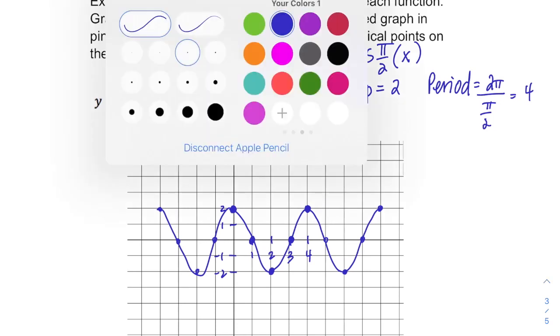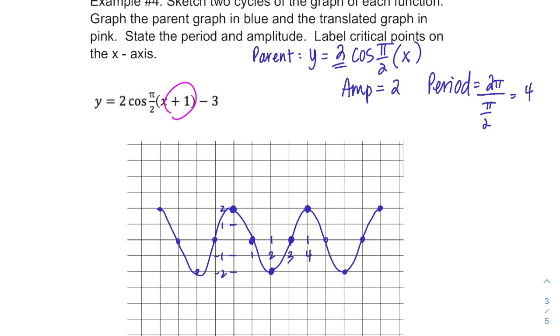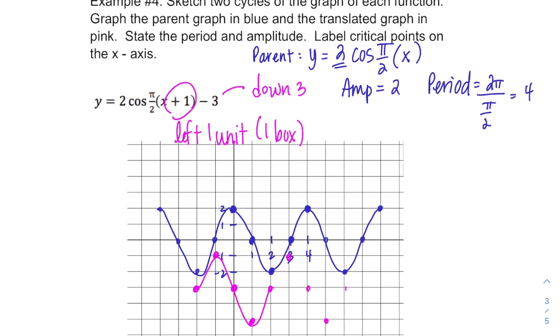So now this plus 1 inside the parentheses, that's going to be left 1 unit. That's 1 box. It's going to be down 3. So every point is going to go left 1, down 3, left 1, down 3, left 1, down 3. And you can quickly pick up the pattern. So there's 1, can continue another 1. It's not a zigzag, it is a curve. Mine's starting to look a little bit of a zigzag. But there's my new graph.